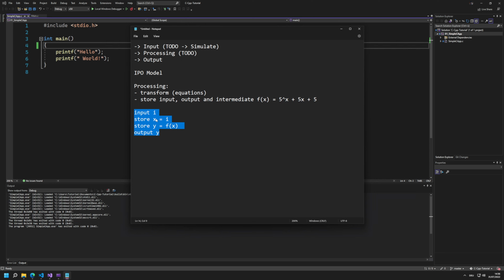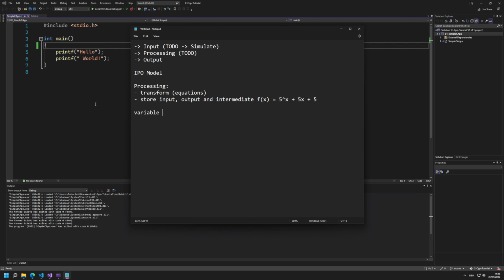We need to store our input. Our input as I needs to be stored somewhere. We need to store the result of our computation. We need to output it. So aside from transforming the data, we need a method of storing data. And today we're going to learn one way of storing this data, which is going to be variables.